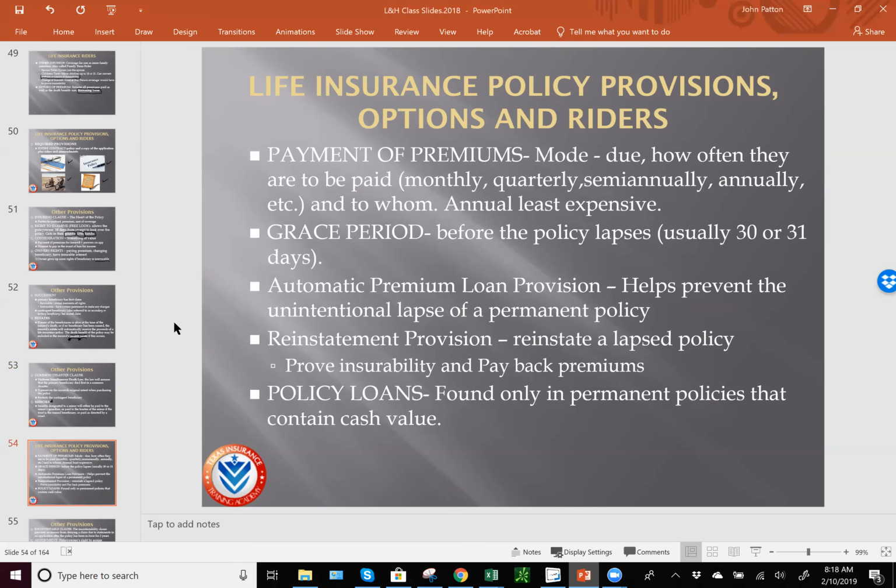Next, we have a policy loan provision. Now, the policy loan provision is only found in your permanent policies that contain cash value. Okay, you can't take out a loan from a term policy. Now, the insurance company can charge interest on outstanding policy loans. You are not taxed on a policy loan because you're just borrowing your own money. If you die before the loan gets paid back, the insurance company will deduct that loan balance from the death benefit because they still want that money back.